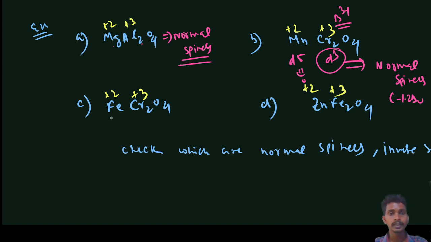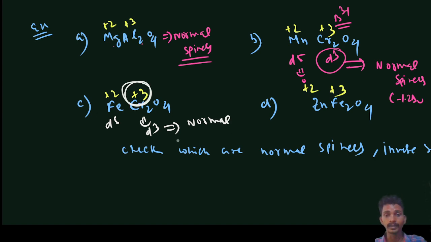So for this case, this is d6 and this is d3. Again, this is d6 and d3. If it is d3 or d8, then again this is a normal spinel. If this 3+ cation, the trication, is d3 or d5, then again it is always a normal spinel. For this case you see that this is d10 and this is d5, so in both cases CFSE is 0.